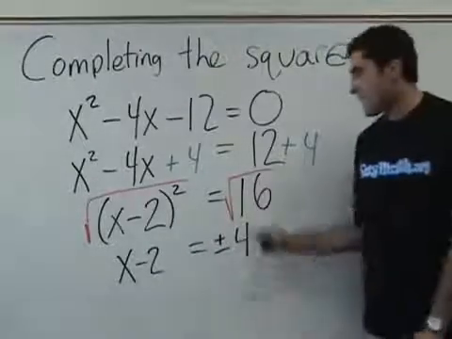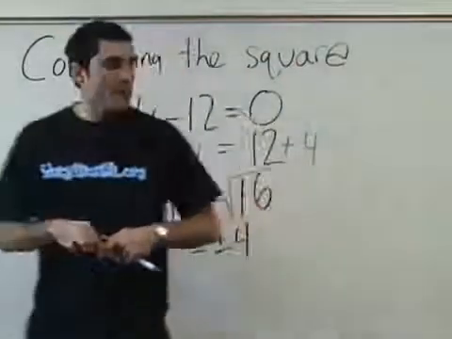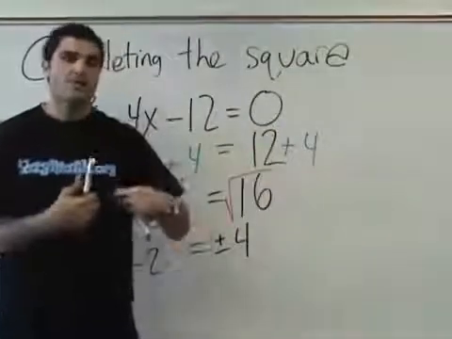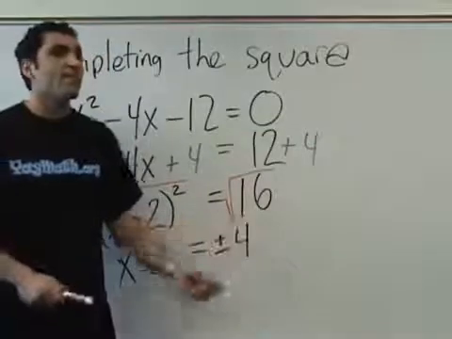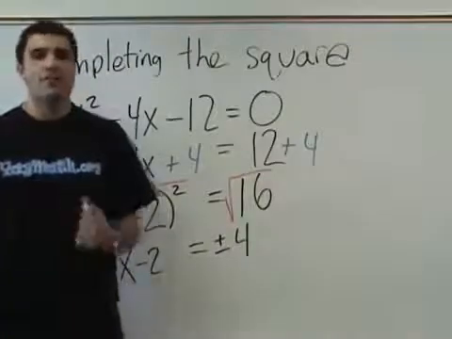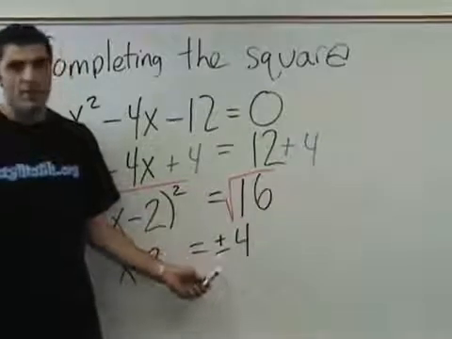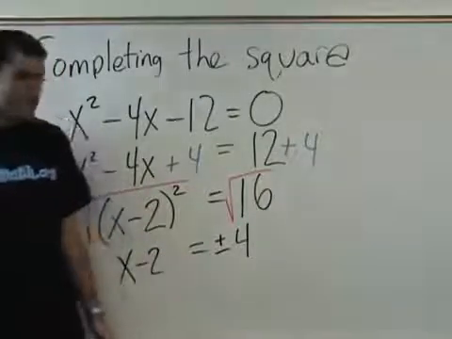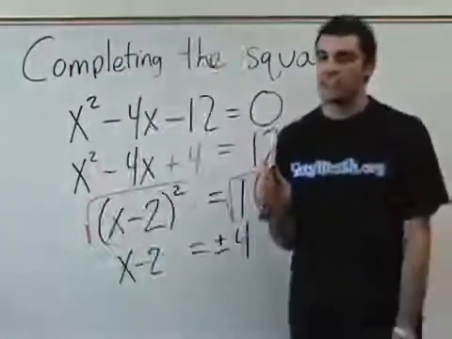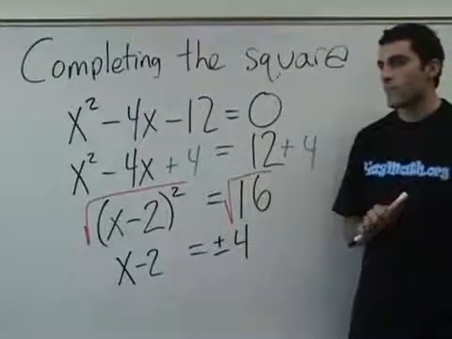Real quick explanation. I know before you've learned that the square root of 16 is 4. That's true. But square root of 16 means what number multiplied by itself equals 16. 4 and 4 multiply to make 16, and negative 4 and negative 4 also multiply to make 16. So this has two answers, plus 4 and minus 4. There's two answers to the square root of 16, 4 and negative 4.